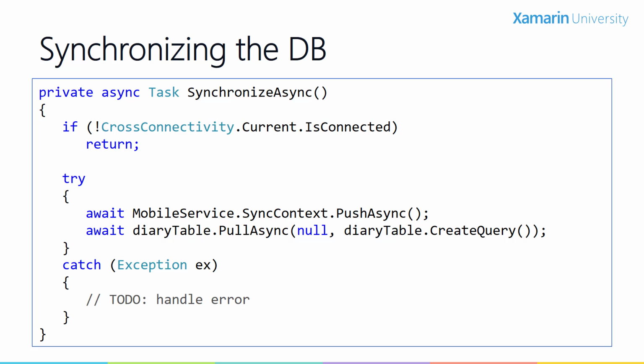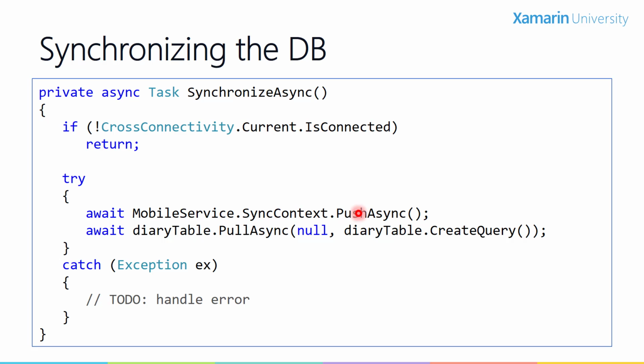We're going to initialize our SQLite database, and in addition, we will no longer get table. Instead, we'll get sync table. And then, as you can see, we'll have to explicitly push our updates. So our sync table will actually represent our local table. And so when we want to take that and synchronize to Azure, we'll call sync context.pushAsync.